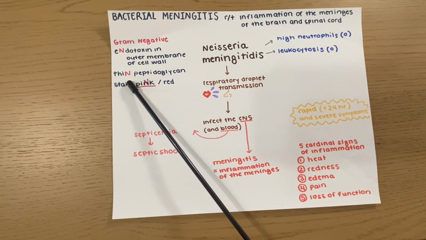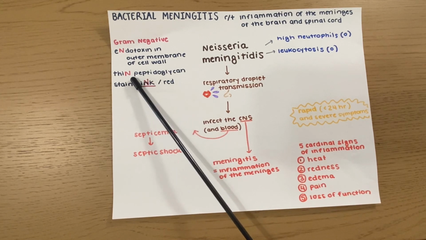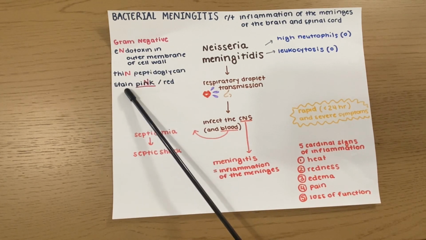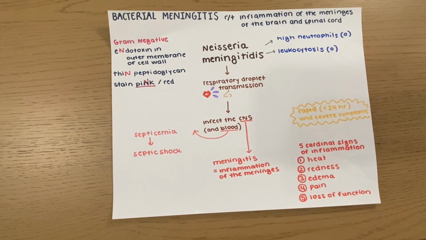And gram-negative bacteria have a thin peptidoglycan layer, so they have a thin cell wall, whereas gram-positive bacteria have a thick peptidoglycan layer. Then gram-negative bacteria can stain pink or red, whereas gram-positive bacteria stain purple.